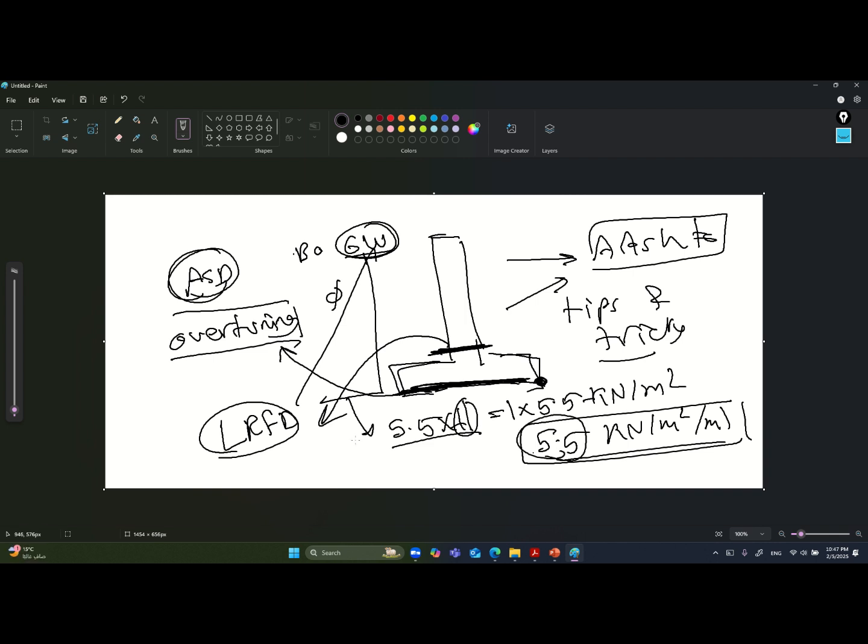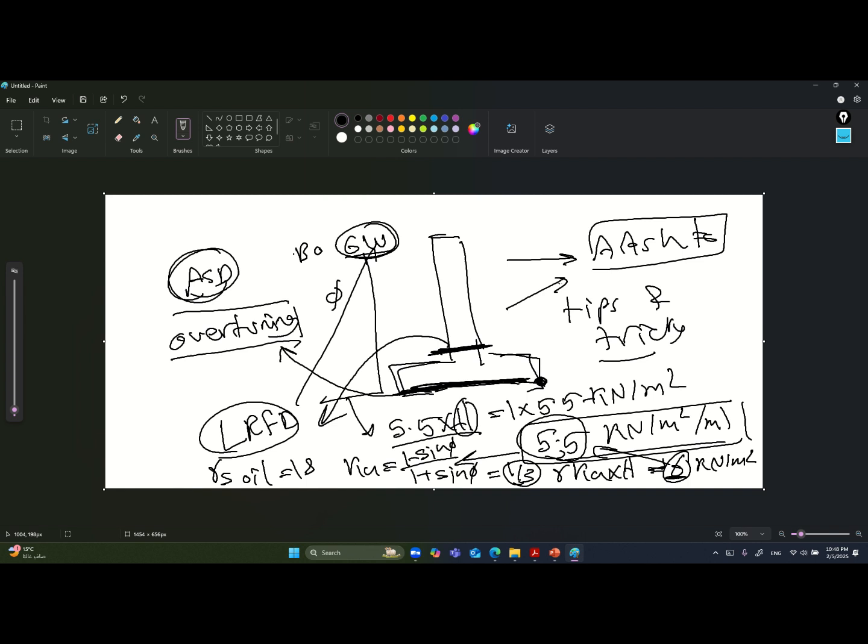And this value is actually almost equal to the one that we used. If we have a gamma soil of 18, and a K active corresponding to (1 minus sine phi) divided by (1 plus sine phi), which usually results in a third, you will have gamma multiplied by K active multiplied by h, which is 1 meter. It will give you 6 kilonewton per meter square, which is almost equal to 5.5. So it gives you a very good start for your design without any geotechnical report.